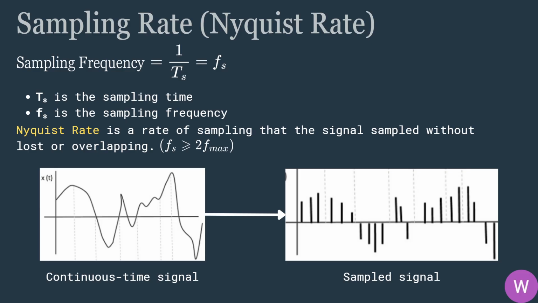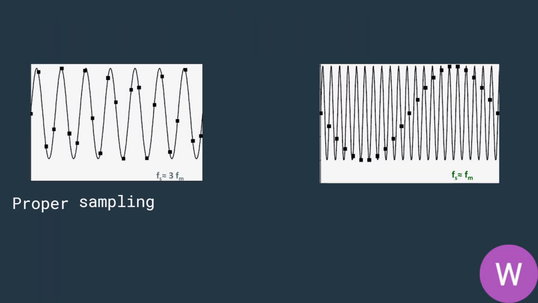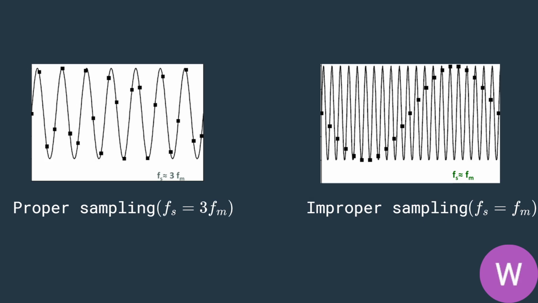The Nyquist rate is a rate of sampling at which the signal is sampled without loss or overlapping. It has a condition whereby the sampling frequency must be more than 2 times Fmax. This Fmax is from the analog signal, and Fs is the sampling frequency. So for proper sampling, all sampling needs to fulfill the condition of the Nyquist rate, which is Fs must be more than 2 Fmax.